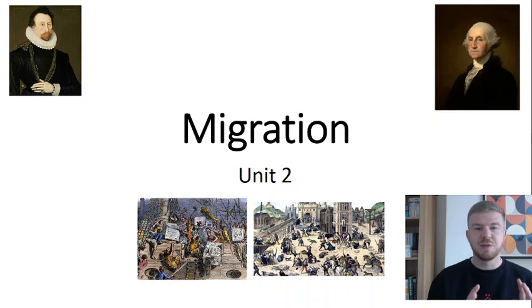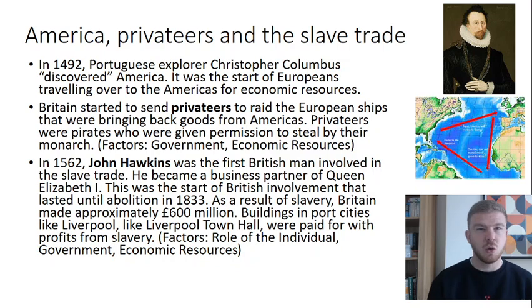And now we need to be focusing on Unit 2, which is mainly looking at England and Britain's relationship with America. It's mainly about how Britain started to look west. So let's kick us off then, because there's quite a lot to cover in this unit. We're going to start off by looking at America, privateers and the slave trade.